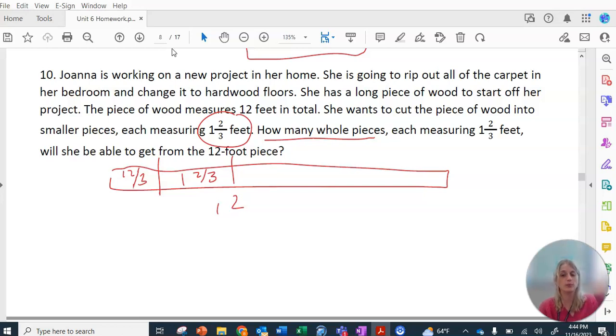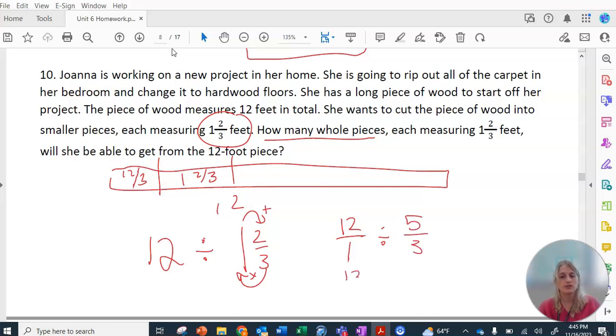So this is a division problem when you cut it into the same size pieces. We start with what we have, which is 12. We divide it into the size piece we're trying to make, 1 2/3. And before we do keep change flip, we make them both improper fractions. 12 becomes 12 over 1, divided by 3 times 1 is 3, plus 2 is 5/3. Keep the first fraction. Change it to multiplication. Flip the second fraction to find the reciprocal. That gives me 36/5, which I'm going to change back into a mixed number.